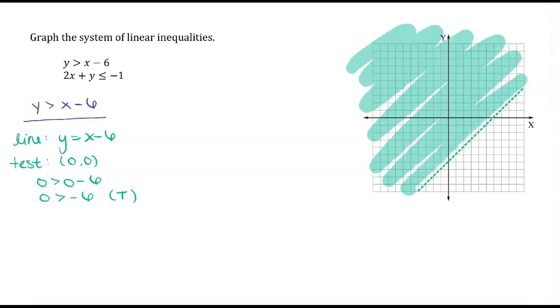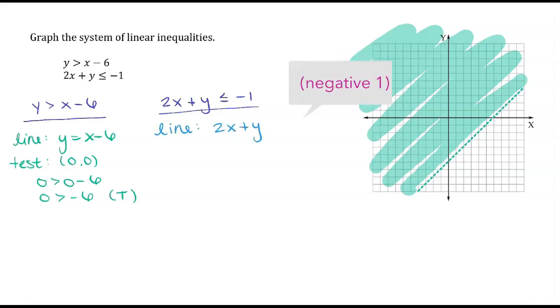Now we'll switch to graphing the second inequality. 2x plus y is less than or equal to negative 1. First, we'll focus in on the actual line, 2x plus y equals negative 1. Subtracting 2x from both sides, we have y is equal to negative 2x minus 1. This tells us that our line has a y-intercept of negative 1 and a slope of negative 2. And that's enough information to begin plotting some points and graphing our line.